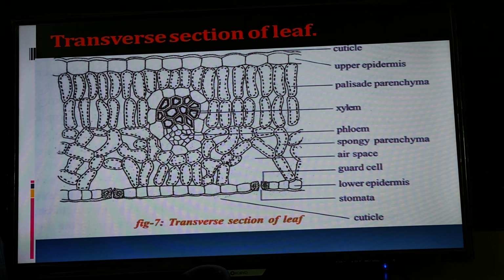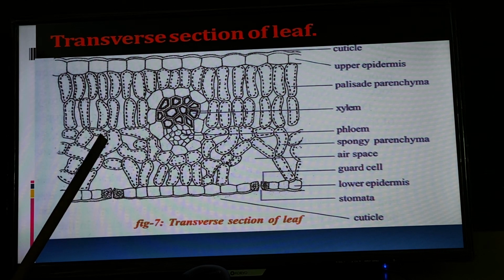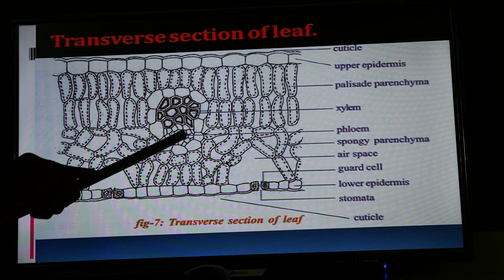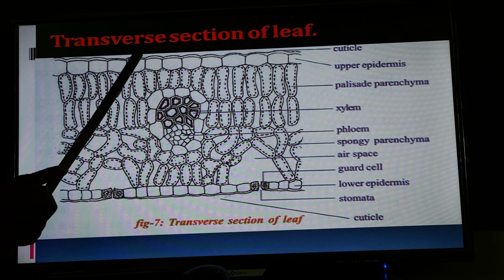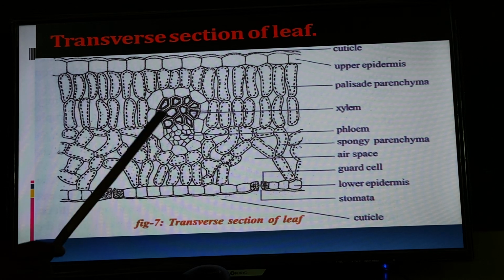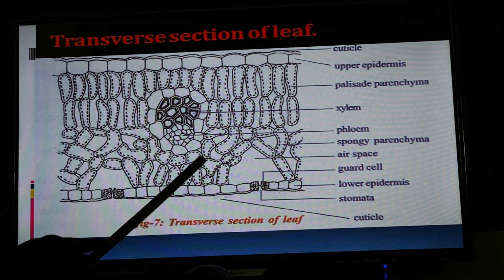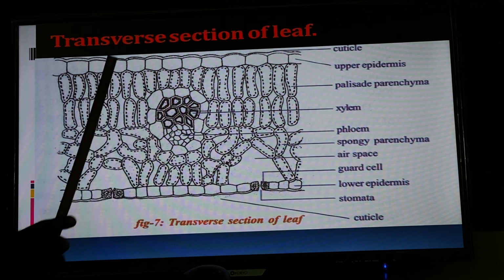If you want to observe the internal structure of a leaf, you have to observe the transverse section of the leaf. That means you have to cut the leaf horizontally. If you cut the leaf horizontally, we can find the parts present in the leaf. Transverse section of leaf is also called the internal structure of leaf. In the leaf, we can find two sides: upper epidermis and lower epidermis. On the two layers, we can find a thick layer known as cuticle.